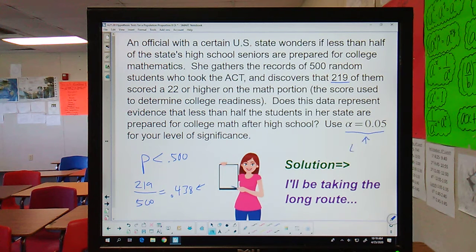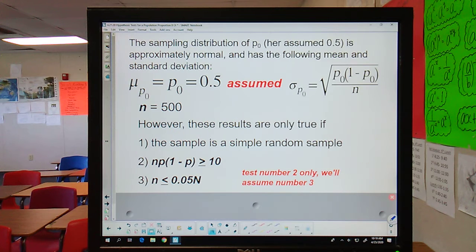Now, we're going to talk about that later. Right now, we're going to look at the solution, and we're going to do it two ways. We're going to do the classical way and the p-value way. The classical way was the way we did in the previous lesson.